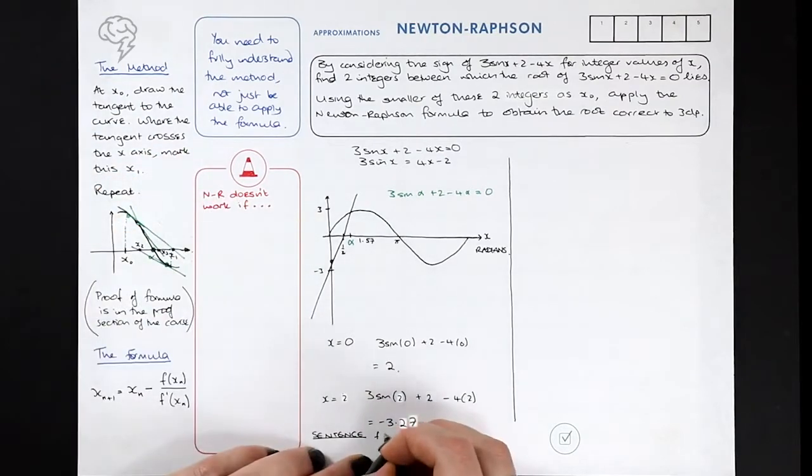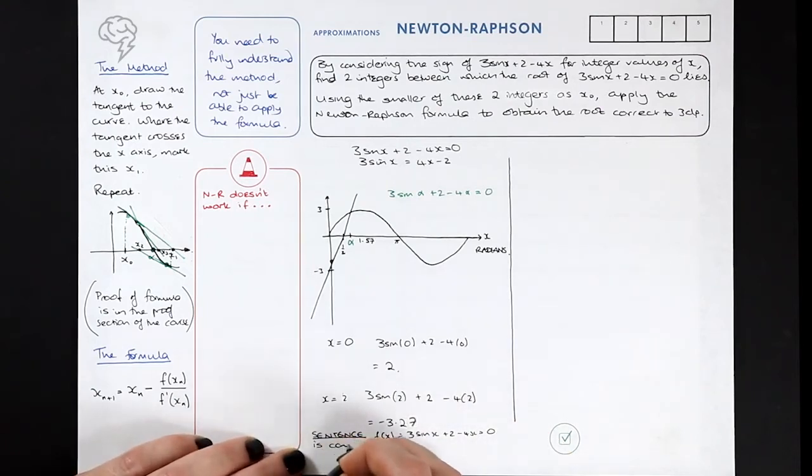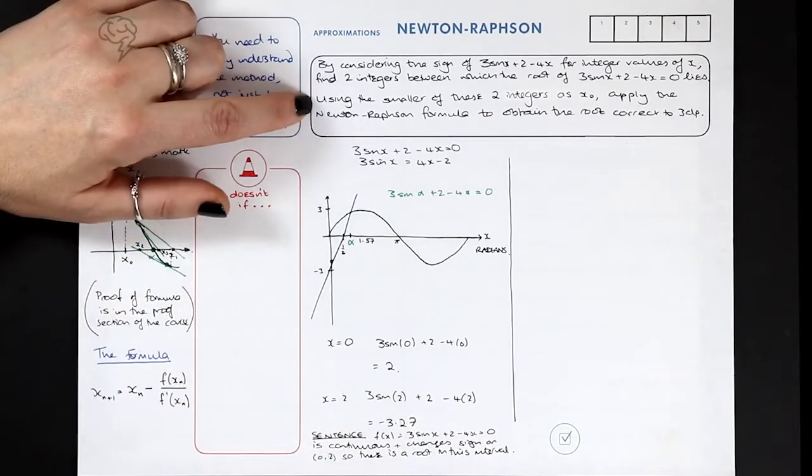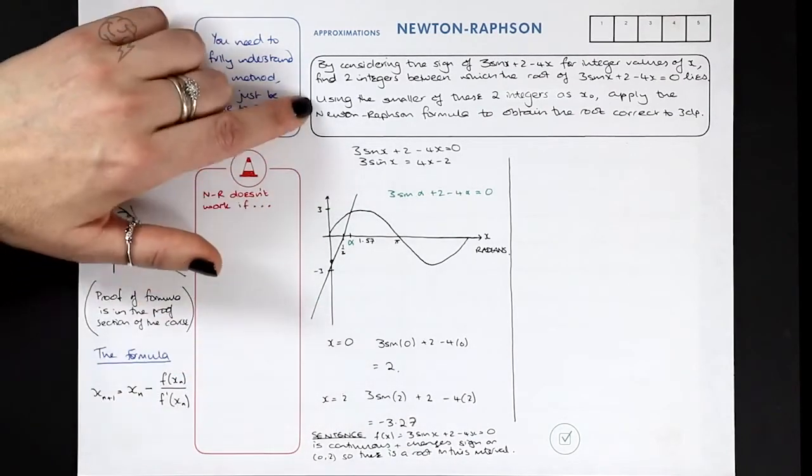f(x) is this function here, is continuous and changes sign on the interval 0, 2. So there is a root in this interval. Okay, so it's somewhere between 0 and 2. Using the smaller of the two integers, which is 0, apply the Newton-Raphson formula.